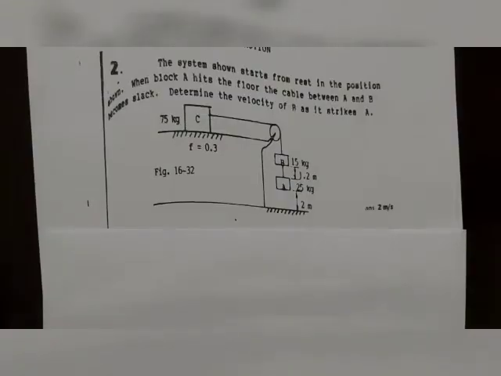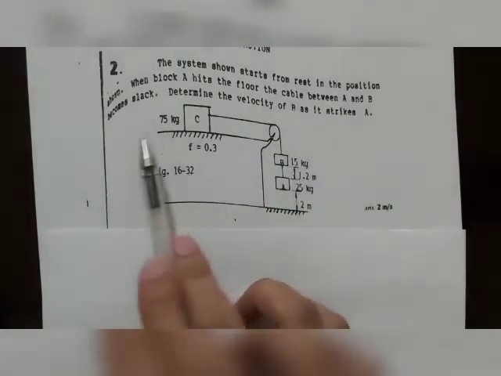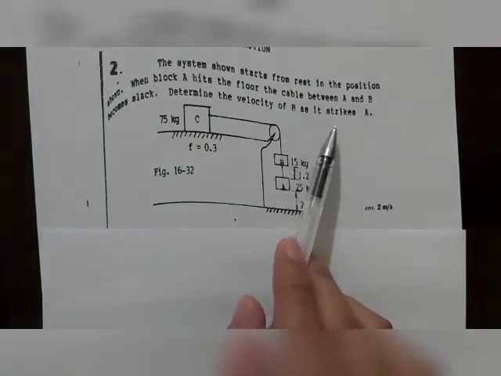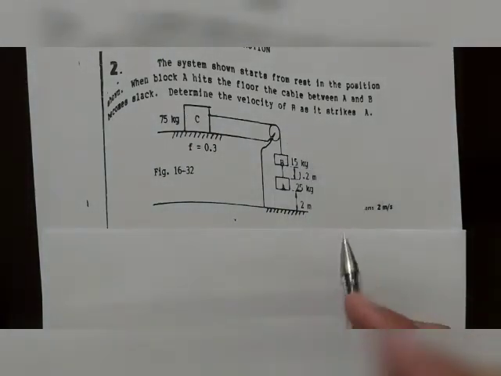Problem number 2. The system shown starts from rest in the position shown. So when block A hits the floor, the cable between A and B becomes slack. Determine the velocity of B as it strikes A. Okay, so ang hinahanap is velocity.